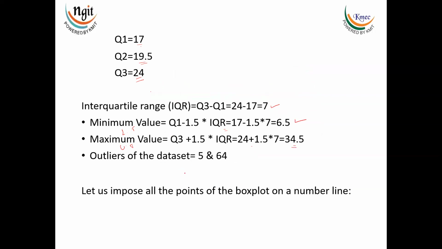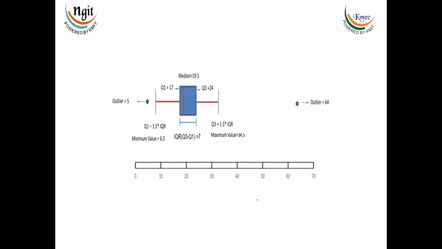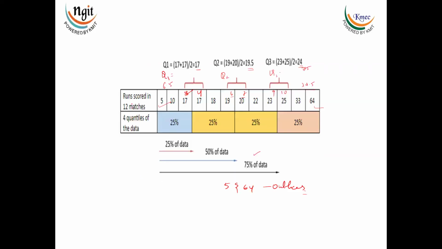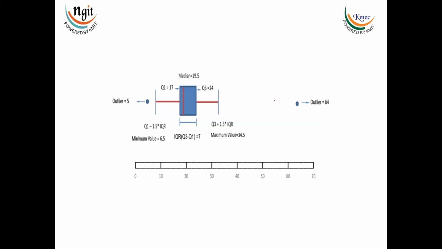So let us plot all these points and represent them with the help of a box plot. How are we going to draw the box plot? Before drawing the box plot, we have to draw a line which represents the values in the given data set. When you see this data set, we remove this 5 and 64. Let us represent like 0, 10, 20, 30, 40, or else 0, 5, 10 also we can represent. So here I have represented 0, 10, 20, 30, 40, until 60.